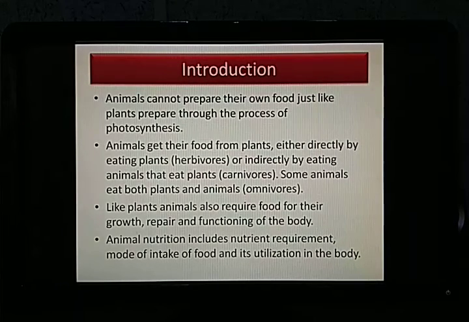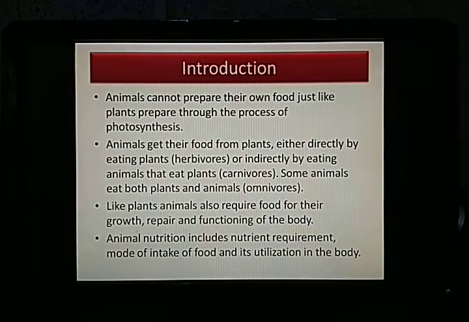We have already learned in the earlier chapter what is nutrition. Nutrition is nothing but getting the essential nutrients, or intake of the essential nutrients, and then utilization of those nutrients in the body. This is the definition of nutrition. So animal nutrition is nothing different. It is also the same thing. Only the mode of nutrition may change, but the process is similar. Now moving on.